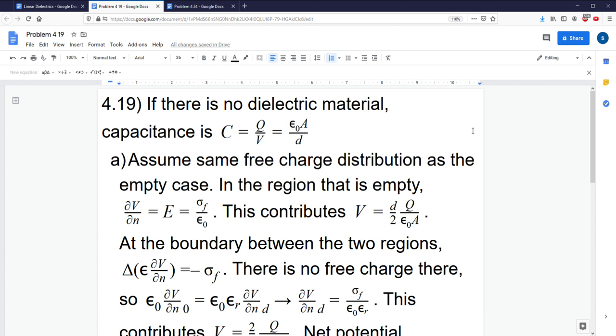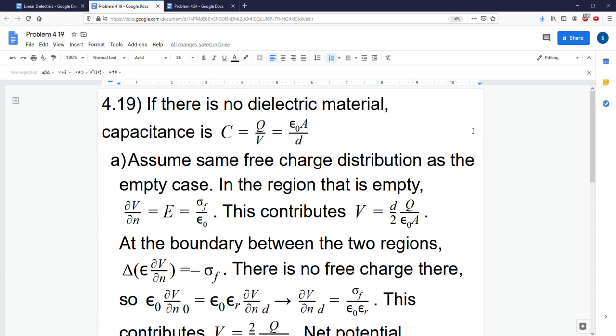The question gives us two scenarios. In both scenarios, half of the gap of the capacitor is filled with a dielectric material, with dielectric constant epsilon R. For part A, this dielectric fills the entire area, but only half the distance. And in part B, it fills the entire distance of half the area. So let's see what we can do about this.